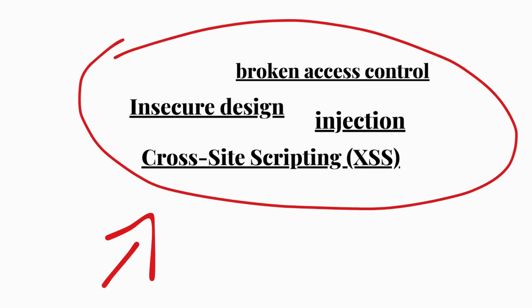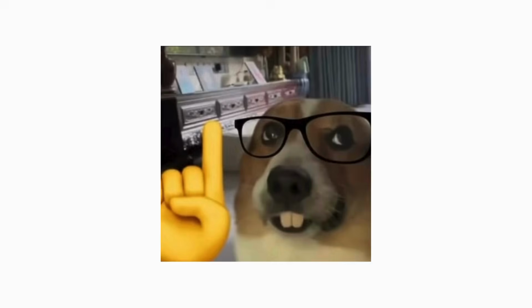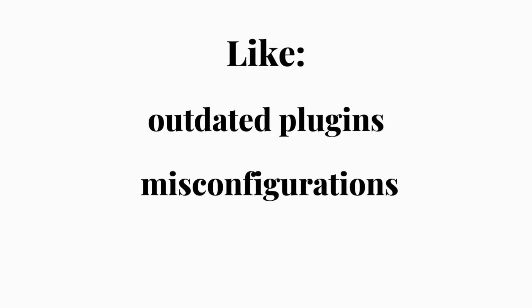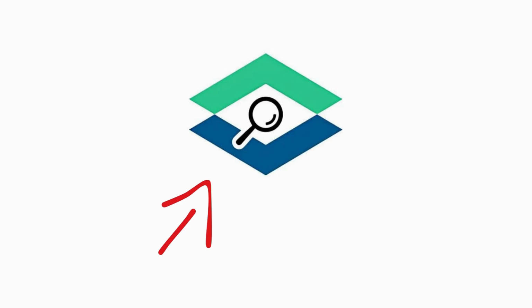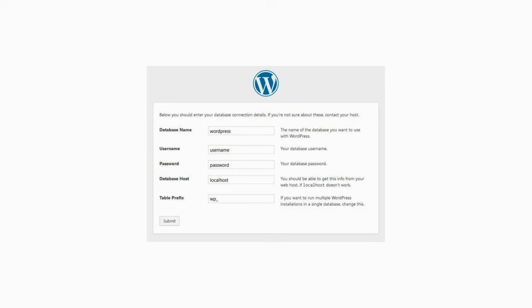WPScan, a vulnerability scanner specifically designed for WordPress sites. It identifies weaknesses like outdated plugins, misconfigurations, and default passwords. WPScan helps website owners secure their WordPress installations.